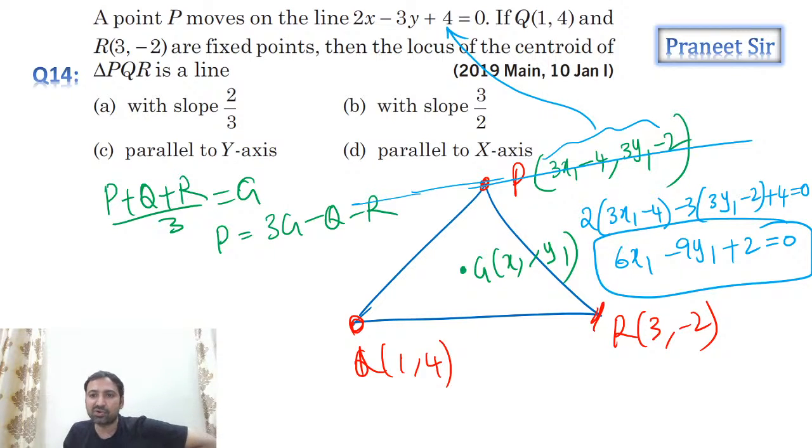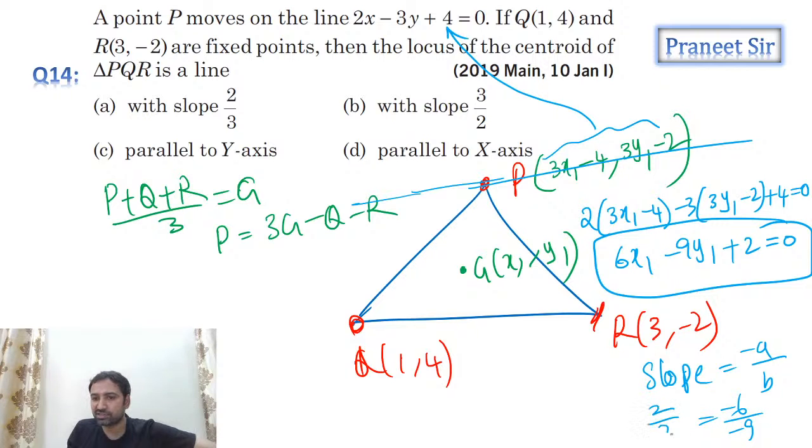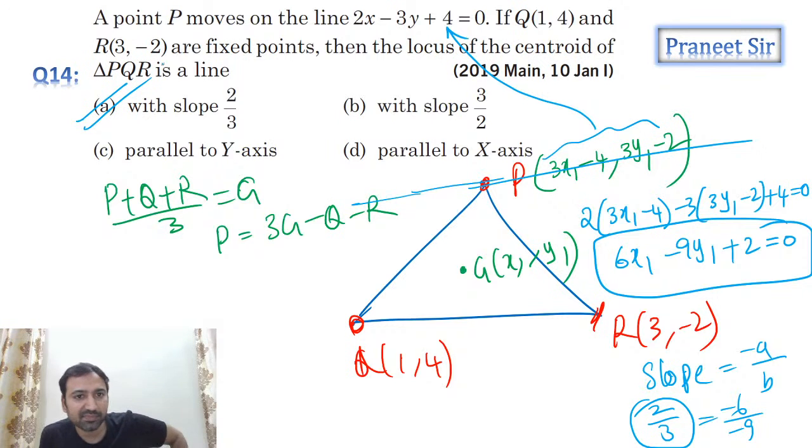Can I calculate the slope of this line, guys? What is the slope of this line? Slope is equal to minus a by b. That is minus 6 by minus 9, which is equal to 2 by 3. So the slope is 2 by 3. So the first option is the answer.